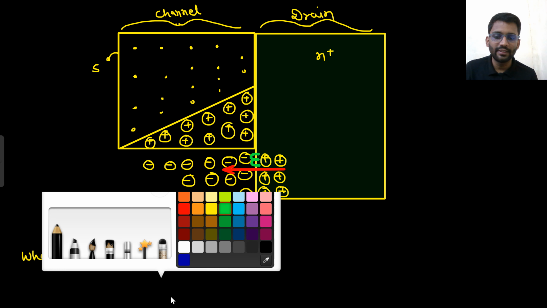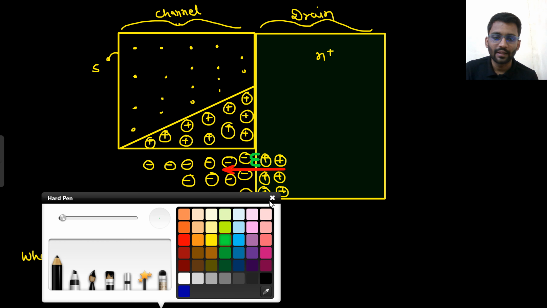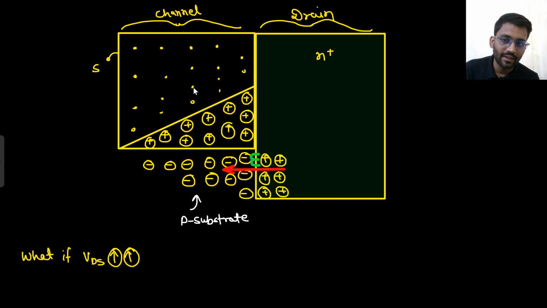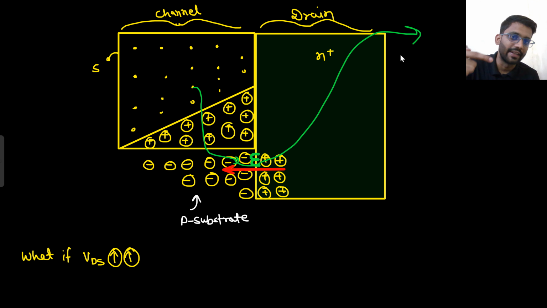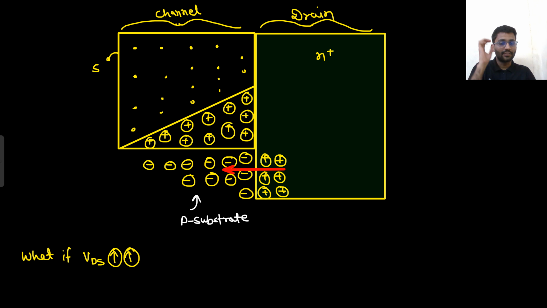Now what will this electric field do? This electric field will attract these electrons and will make them travel in the opposite direction of the electric field. So these electrons will be swept away in the drain region and will get out of there. So this was the actual region why the current flows.